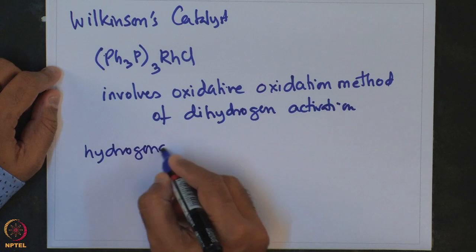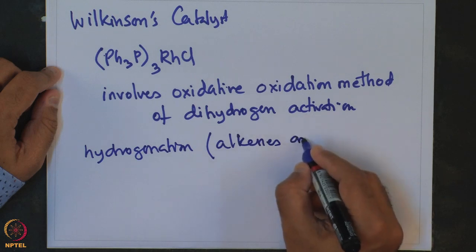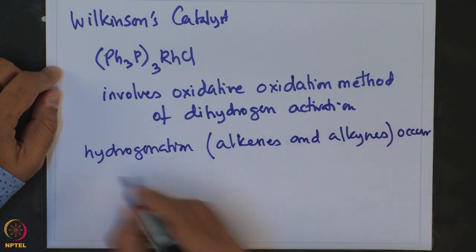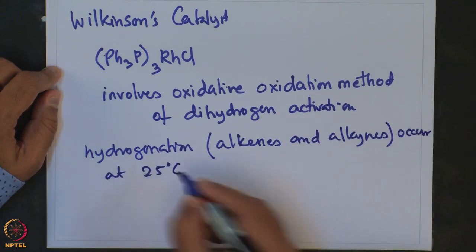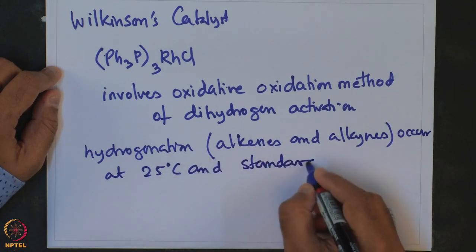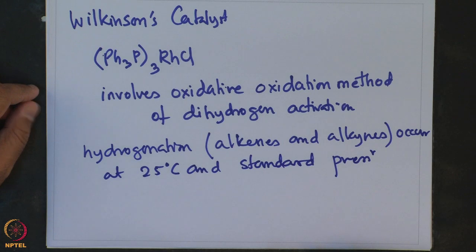Hydrogenation of alkenes and alkynes occurs at 25 degrees centigrade and standard pressure. So, what that means is that this is quite a highly active catalyst which can not only activate dihydrogen, but also add across these unsaturated substrates like alkene and olefin at a very mild condition of 25 degrees centigrade, that is the room temperature and standard pressure.